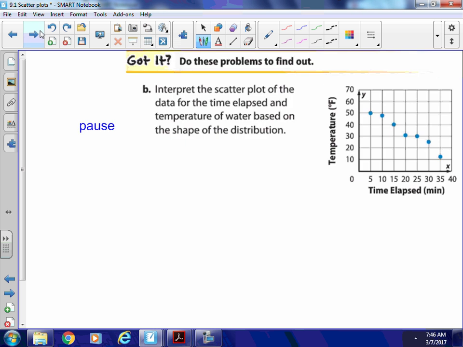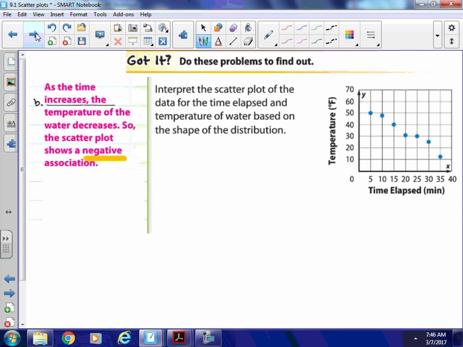All right, you try it. Pause the video and see if you can interpret the scatter plot of the data for the time elapsed and the temperature of water based on the shape of the distribution. So go ahead and pause. Well, you'll notice that as time increases, your temperature is decreasing. We say that that is negative. That's the first thing you've got to point out to me.